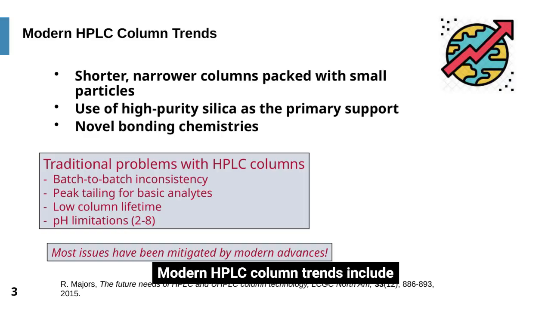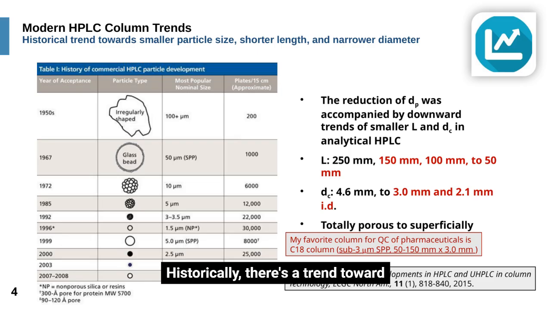Modern HPLC column trends include shorter, narrower columns packed with small particles, the use of high-purity silica, and novel bonding chemistries. Traditional problems like batch-to-batch inconsistency, peak tailing for basic analytes, low column lifetime, and pH limitations have largely been mitigated by modern advances. Historically, there's a trend towards smaller particle size, shorter length, and narrower diameter in HPLC columns.